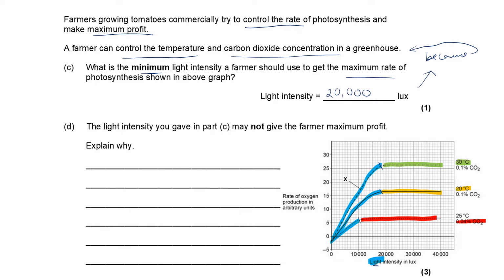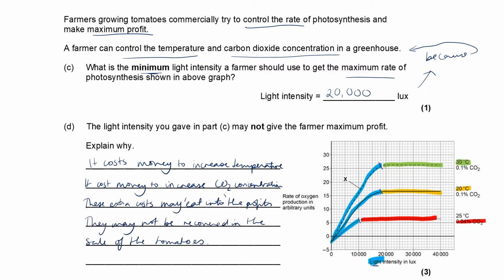And then part D says the light intensity you gave in part C may not give the farmer maximum profit. Explain why. Well, it costs money to increase the temperature, and it costs money to increase the carbon dioxide concentration. And these extra costs may eat into the profits. They may not be recovered in the sale of the tomatoes. So for those 3 marks, I've got to mention it costs money for the temperature and the concentration, and that cost may not be recovered.